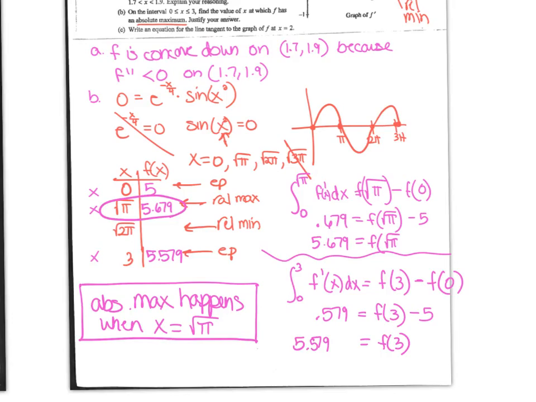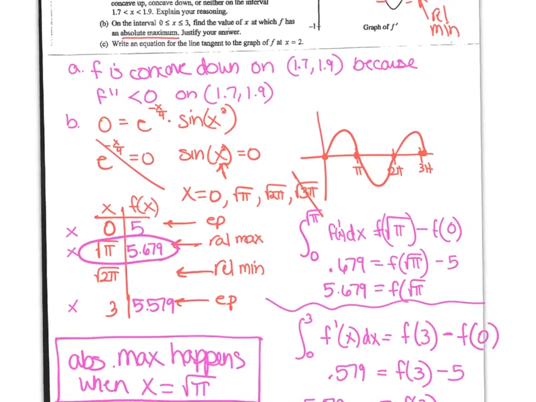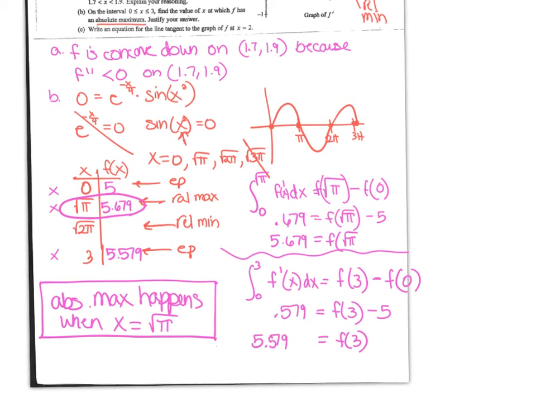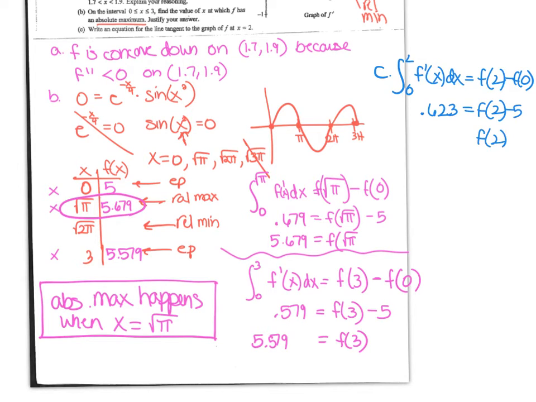All right, part C, write an equation for the tangent line at 2. We don't know our y value at 2, okay? So for part C, you're going to have to do your integral again. 0 to 2 of f prime. That's going to equal f of 2 minus f of 0. When you do this integral, you end up getting 0.623 equals f of 2 minus 5. So we know our function value is 5.623.